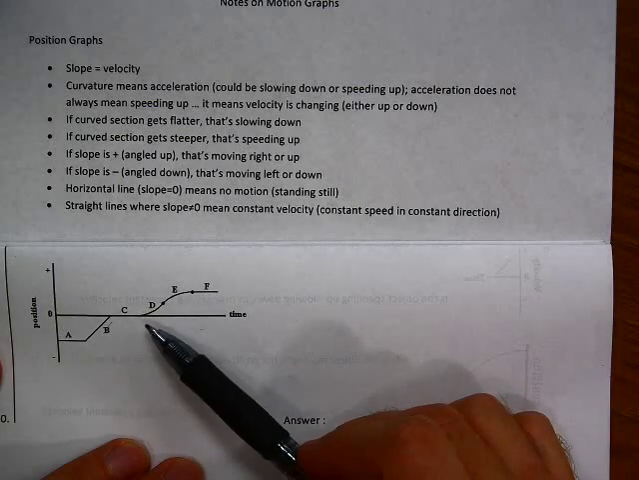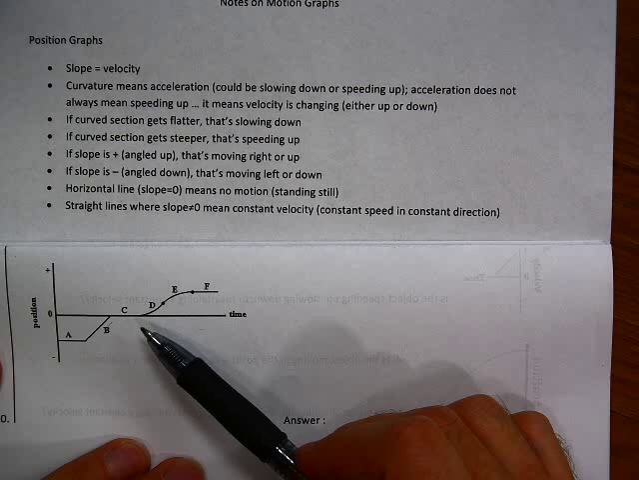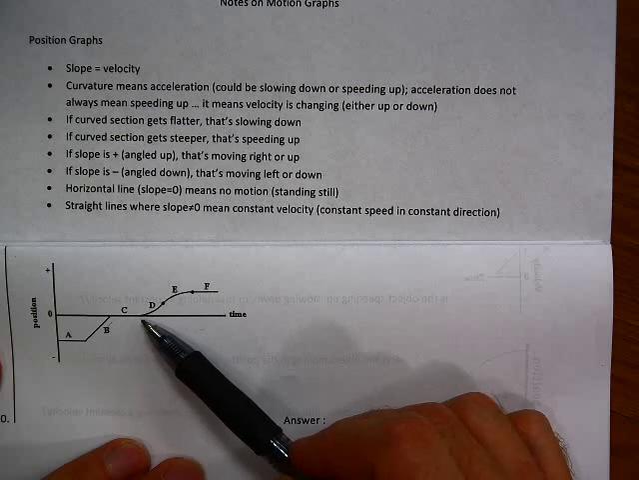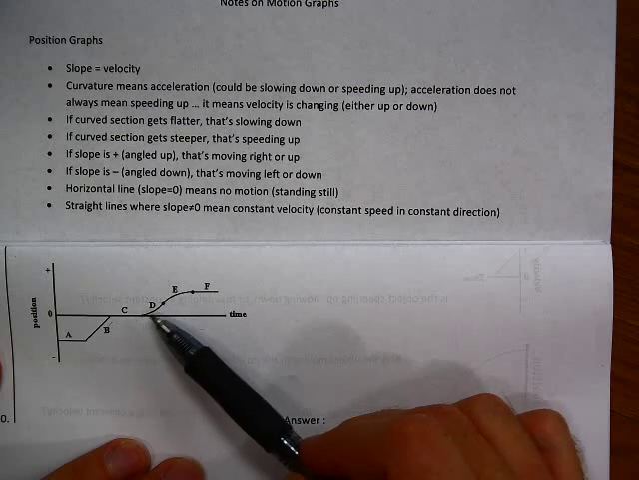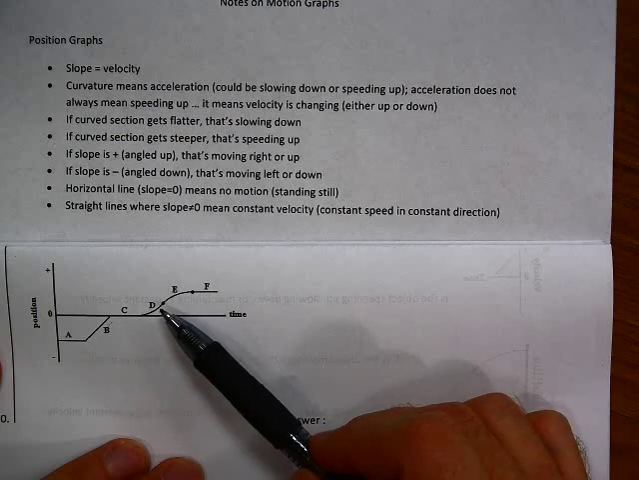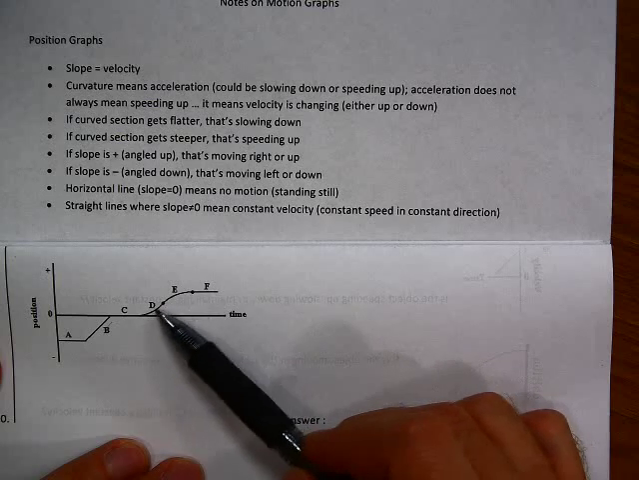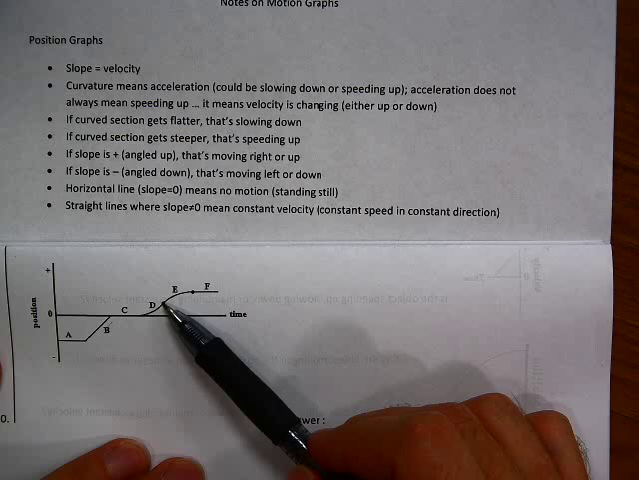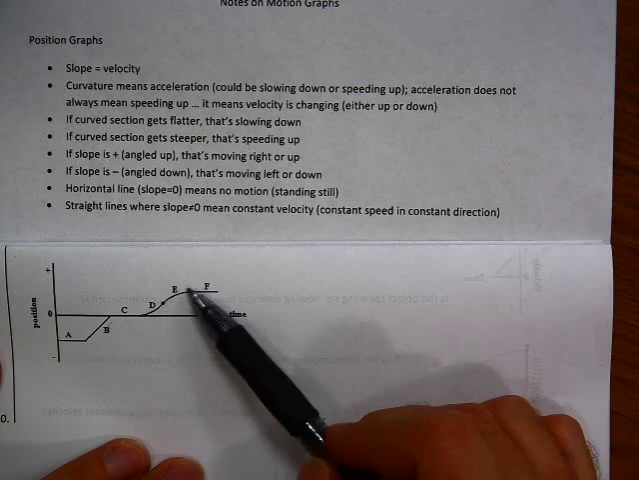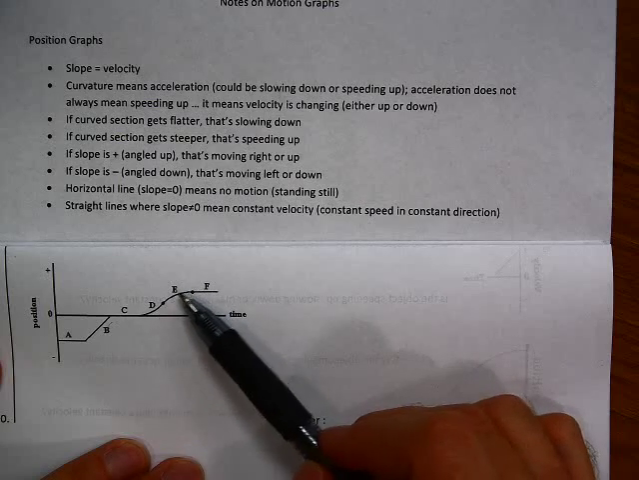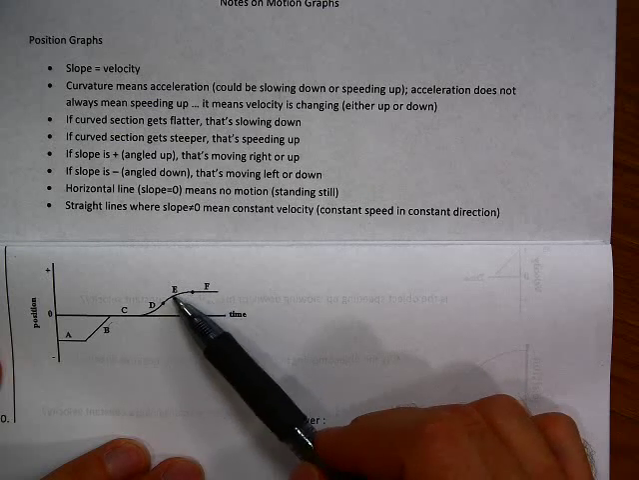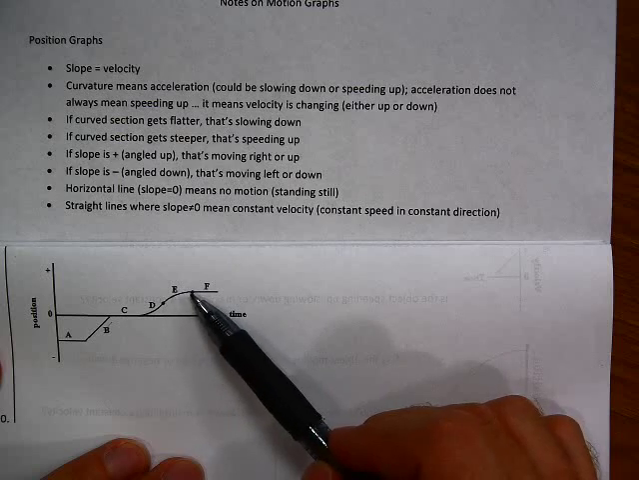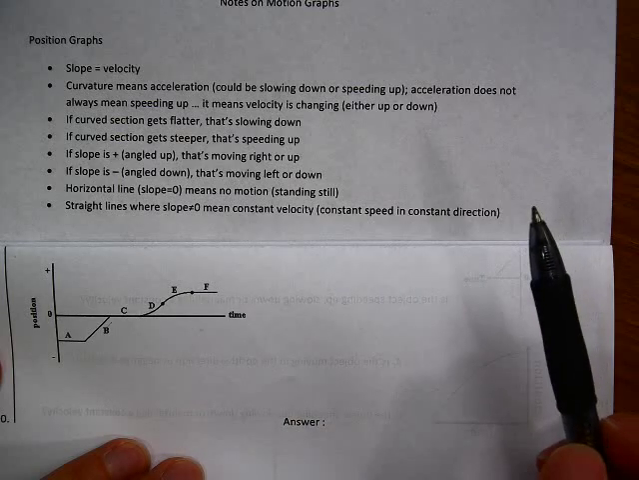So if a curved section gets steeper, that is speeding up. In D, this little curved section is getting steeper. That's speeding up. And if the curved section gets flatter, that's slowing down. So in E, we see that the curved section is getting flatter. The slope of this little line segment is not constant. It's changing and it's getting flatter, approaching a slope of 0. That means slowing down.